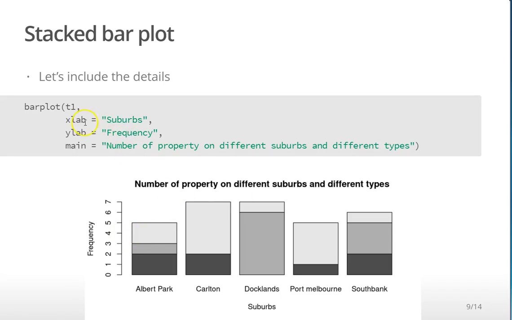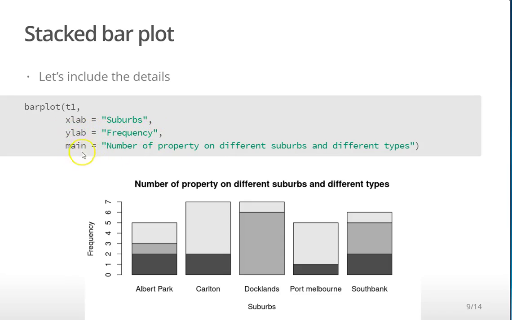Let's include different details to this bar plot. I'm gonna say the x-axis is suburbs by saying xlab equals to suburbs. Then I'm gonna say ylab, which means give the name to the y-axis. Let's call it frequency. Don't forget the comma.